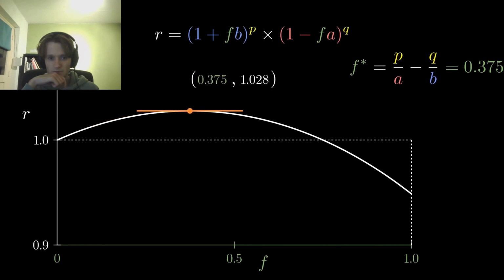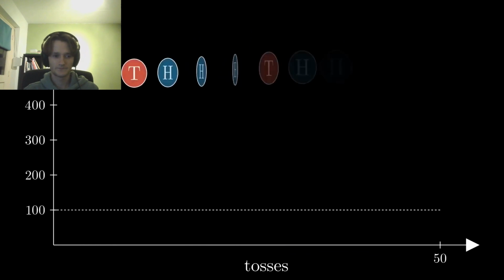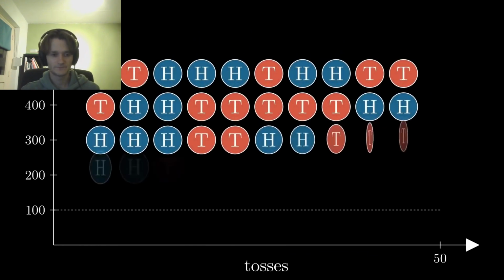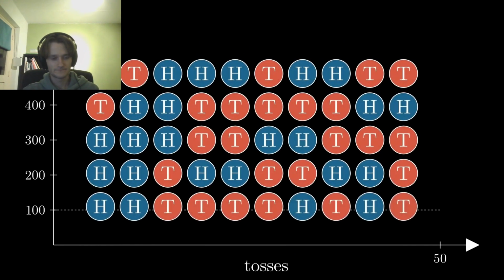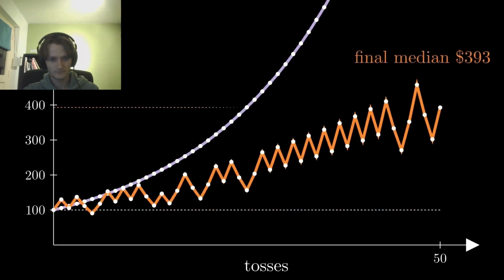That's the fraction of wealth we should bet to maximize growth rate. At this fraction, the mode growth rate is 1.028 per coin flip. Let's run our simulation again, having 1 million people each bet only 0.375 of their wealth. Here's the average, and yay! This time the median increases steadily.